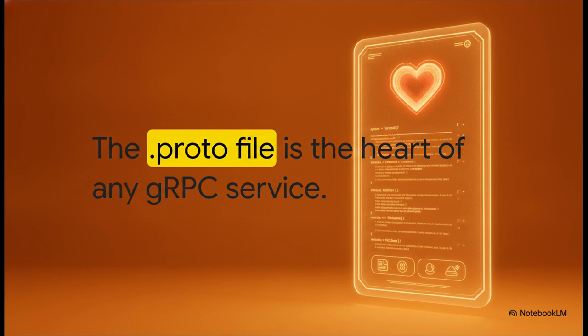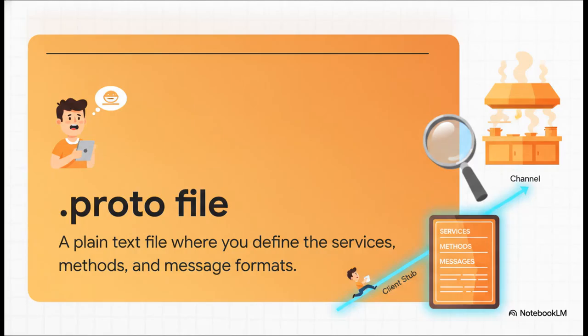We're going to start with the very first thing you look at in any restaurant, the menu. In the gRPC world, this menu is your .proto file. Now, a .proto file is really just a plain text file, but don't let that simplicity fool you. It's the absolute beating heart of the ecosystem. It defines your services, your methods, and your message formats.